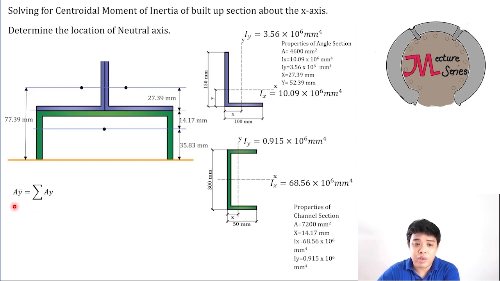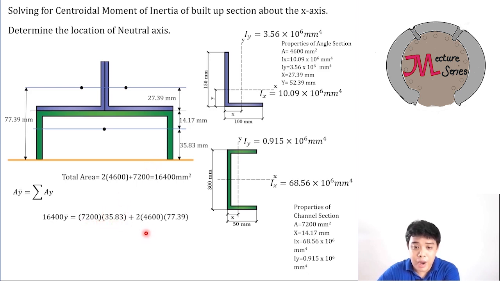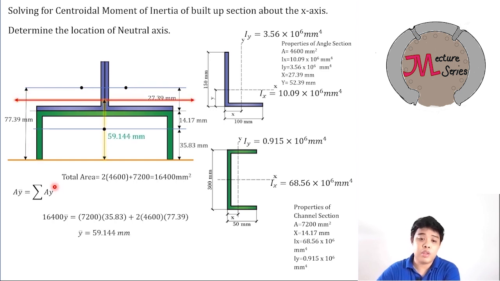For Varignon's Theorem, total area times y bar is equal to summation of ay. You have to get the total area, 2 times the area of the angle section plus the area of the channel bar. You have 16,400 y bar equals 7,200 times 35.83 plus 4,600 times 77.39. I just multiply it by 2 because they are located at the same distance from the bottom. Solving this, you have 59.144 mm. So it means the location of the centroidal x-axis is 59.144 from the bottom.